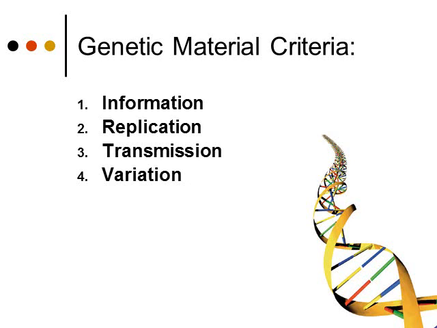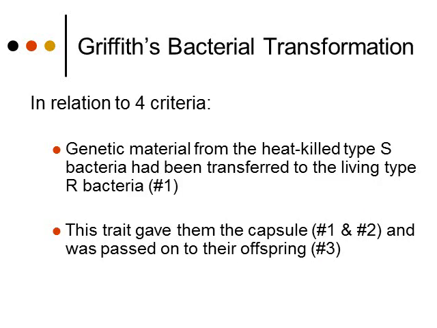So if we review these 4 criteria, we can match them up with Griffith's experiment. So remember, we have to have some molecule that contains information, it has to be replicated, it has to be transmitted, and it has to account for variation. So in relation to these 4 criteria, in this experiment, we have our genetic material from our heat-killed type S bacteria. It was transferred into the living type R bacteria. So that matches up with criteria number 1. So this genetic material holds information in order to make that bacteria strain fatal to the mice. The trait that was transferred gave that bacteria a capsule, which causes it to be fatal. So we match up with number 1 and 2.